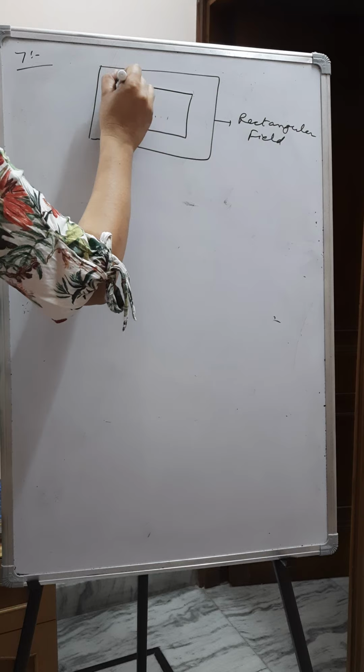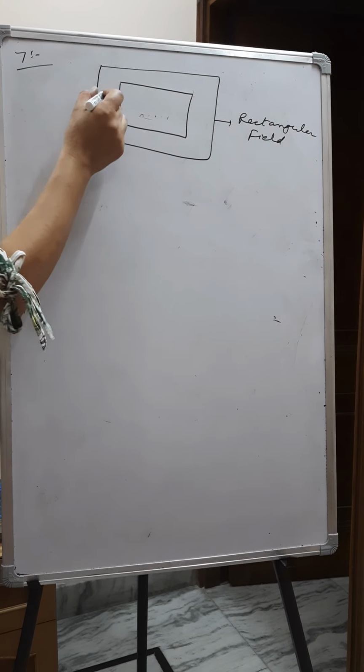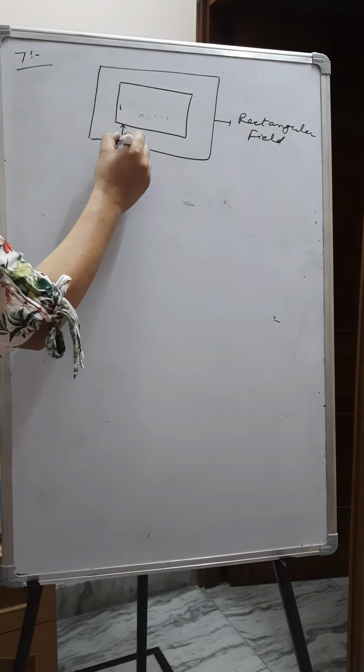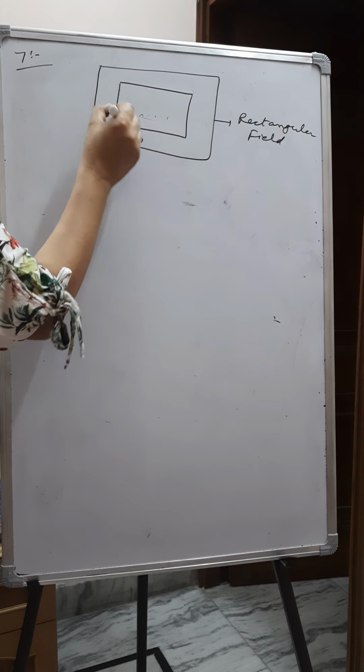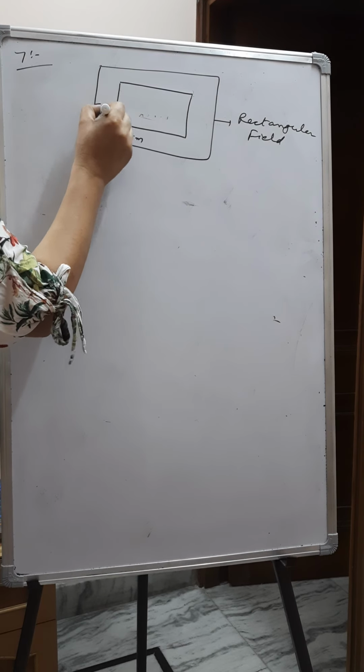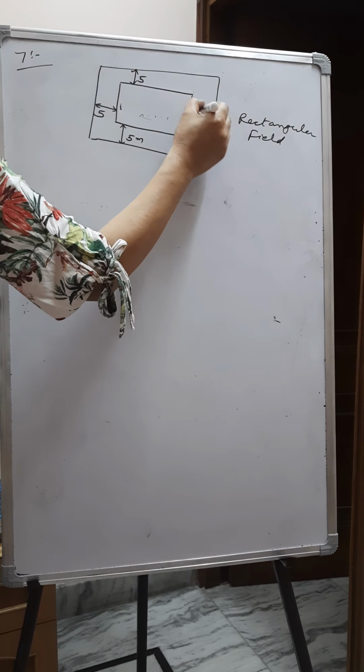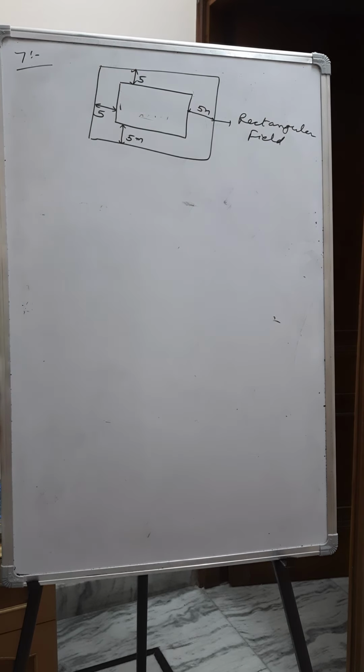Okay, this path is there. Outside is the field, inside along the walls is the path. Path is 5 meter wide. This is 5 meter, this is 5 meter, this is 5 meter, this is 5 meter. The length of the rectangular field is 3 times its breadth.